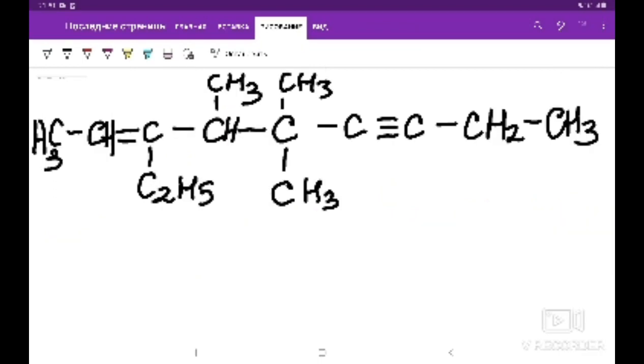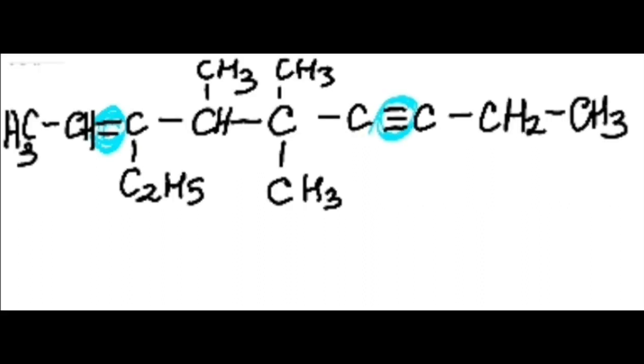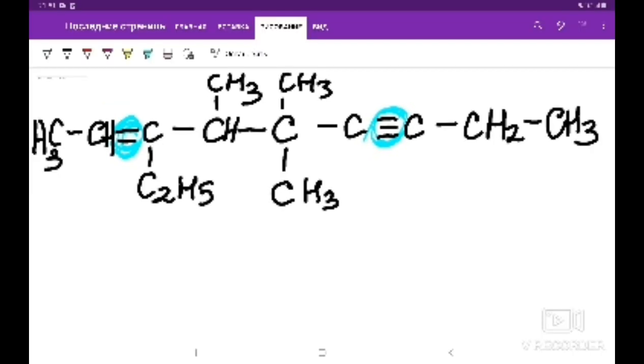Okay. Now let's imagine we have this molecule. Let's see what we have. We have 2 functional groups, a double bond and a triple bond. The double bond has a priority over a triple bond, and that's why we start the numeration from this side: 1, 2, 3, 4, 5, 6, 7, 8, 9.